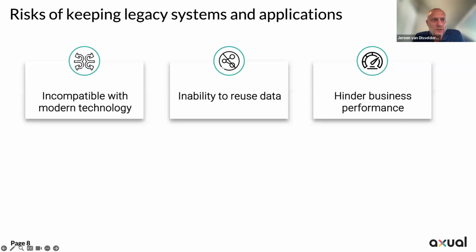A third risk is the hindrance of business performance. If you have legacy systems running and they work really well, that's all fine. But at some point, if you need to change the systems and they can't keep up with the changes needed, then of course it can become a hindrance of business performance. And in such cases, you can even get outperformed by your competitors who do manage to reap the benefits of modern technologies.